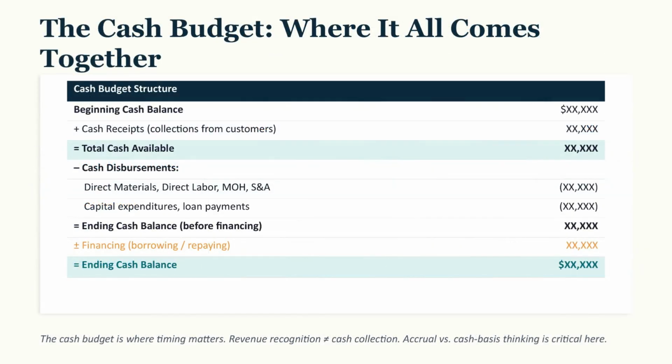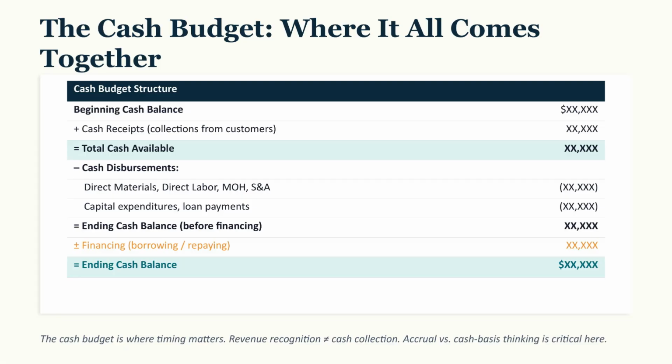In the cash budget, accrual meets cash flow. Start with the beginning cash balance, then add cash receipts from customer collections. Remember, revenue recognition differs from cash receipts. Subtract cash disbursements for materials, labor, overhead, S&A, capital expenditures, and loan payments to determine the ending cash before financing. Adjust for financing activities to arrive at the final cash balance. Note: depreciation is excluded as it does not impact cash flow.